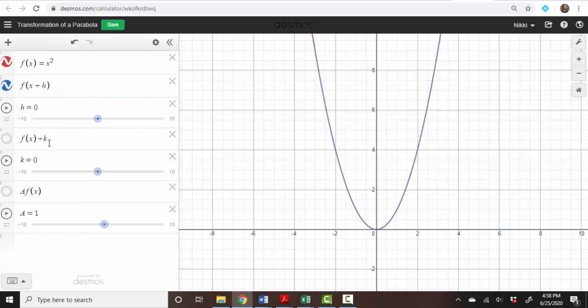The next translation I'm going to talk about, these would be vertical translations. So what happens if I take x squared and I add a number? So x squared plus k, x squared plus 3, for instance. And I notice the whole graph shifts up 3. So that is exactly what we would think would happen.